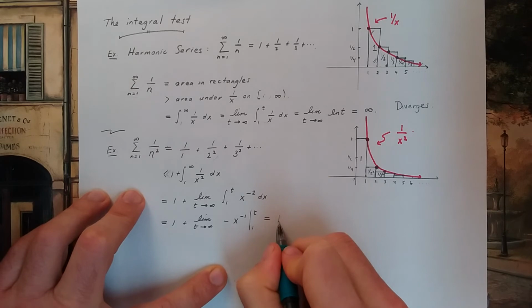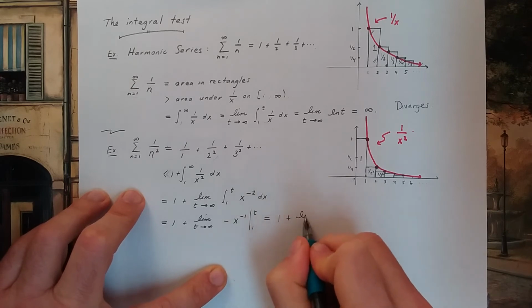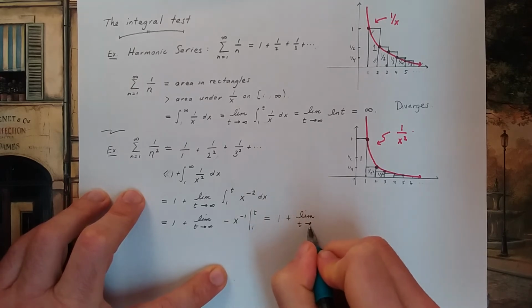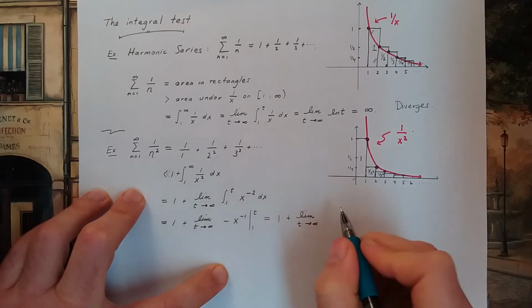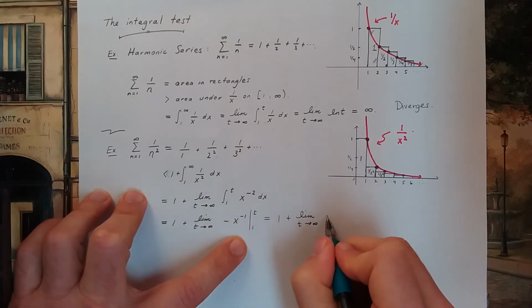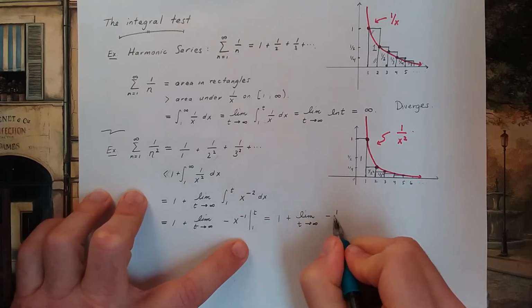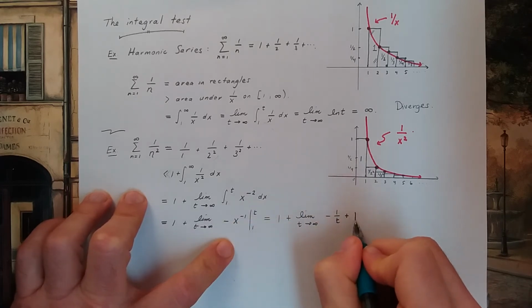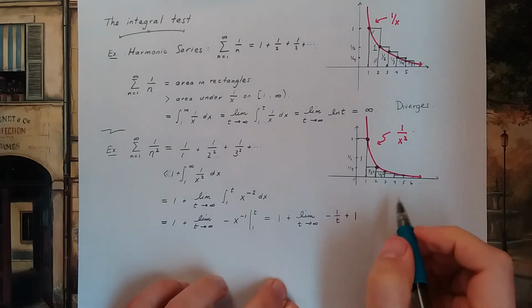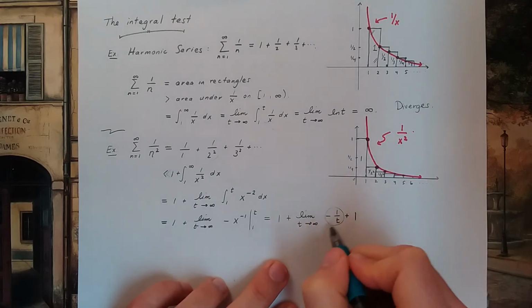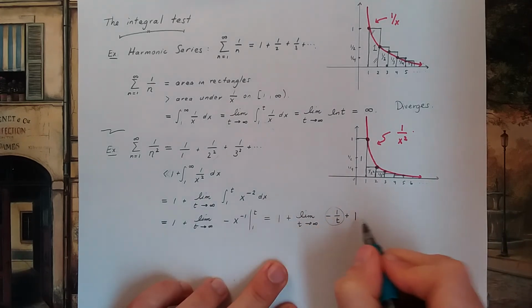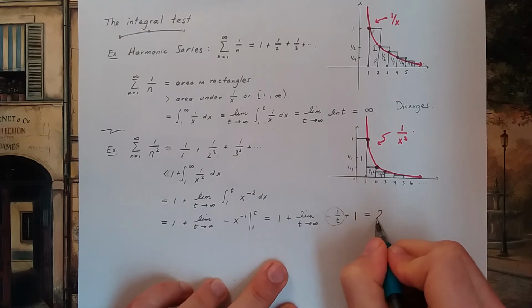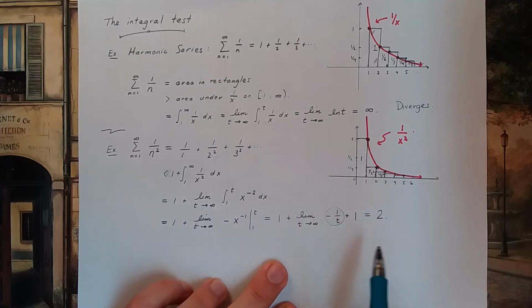So this is 1 plus the limit as t goes to infinity. You plug in t, I get negative 1 over t, and I subtract and I plug in 1. So I get 1. Then when you take the limit as t goes to infinity, this term goes away. I end up with 1 plus 1, which is 2. So 2 is a finite number. It's not infinity, it's a finite number.